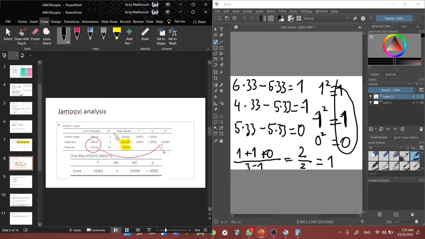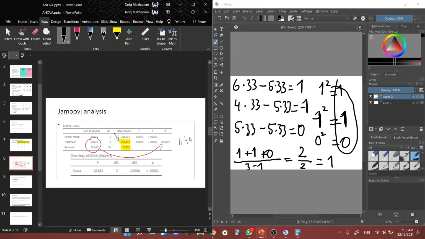And finally, our effect size, which is eta squared. So we're going to find that by taking the sum of squares. We're going to take the sum of squares from this residuals area, and then we're going to divide it by the sum of squares from the treatment row. Okay.